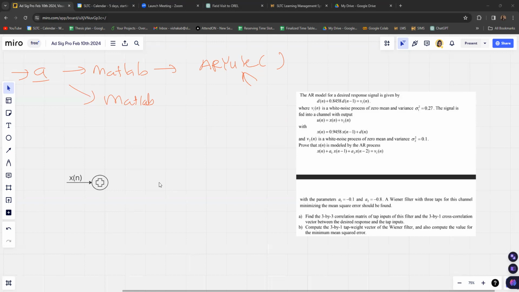Then we have to show that Xn is an AR process that is modeled by this equation. And then we have to find these correlation matrices and cross correlation matrices. Then we have to find the optimal filter that can give the same statistics of the input signal at the output. I will first try to draw a diagram that will show this scenario, and then I will explain how we can solve this problem. In the meantime, you can also try to solve it on your own.